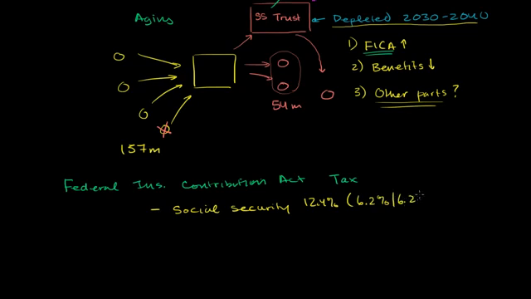So 6.2% and 6.2%. The part that's paid by the employer is part of the payroll tax, stuff that the employer pays above and beyond the gross income that they're giving to the employee. And we'll do that calculation in a second.